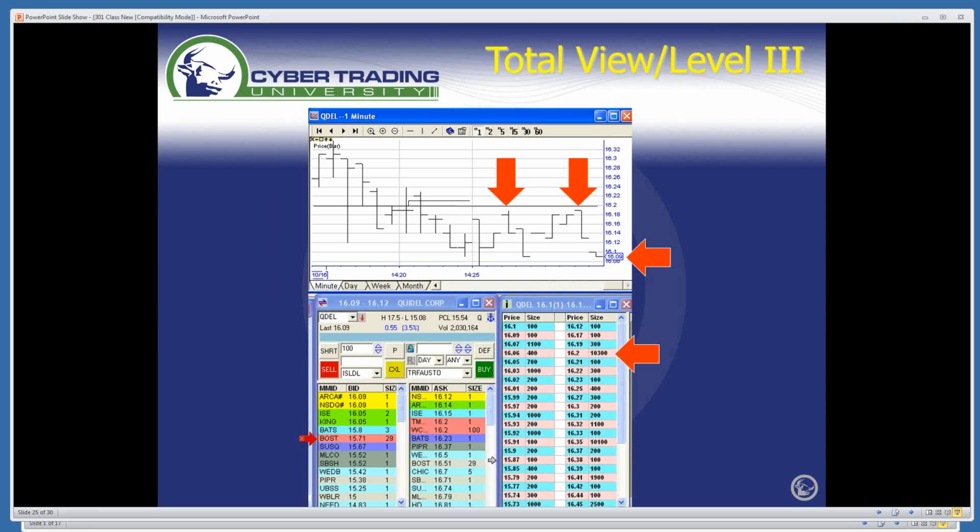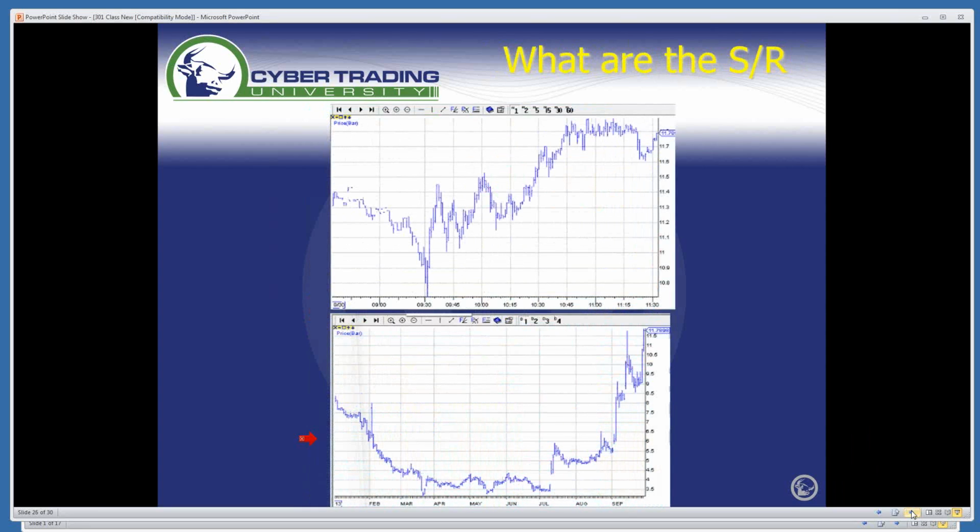Big difference. You see how fast you could lose money? You see how important it is to have a game plan, knowing where the big block orders are? There's no reason to go out there and not have that game plan. All right, where are the support and resistance levels on this one?